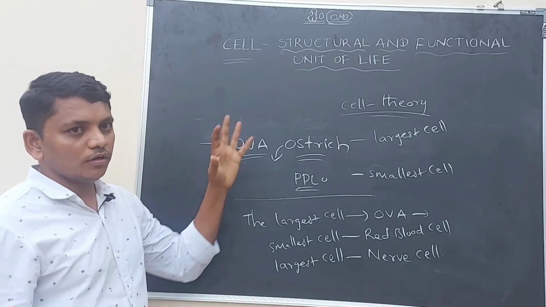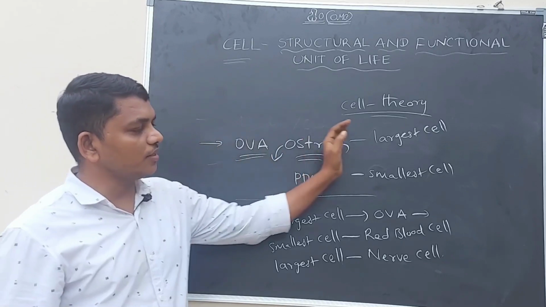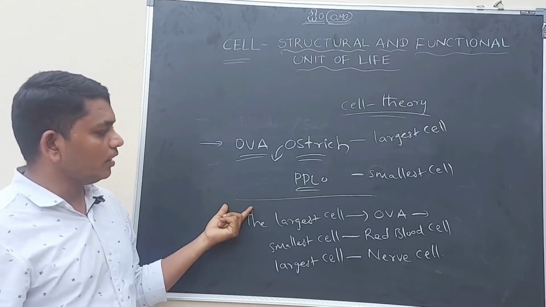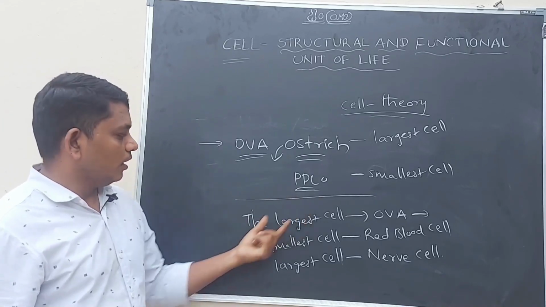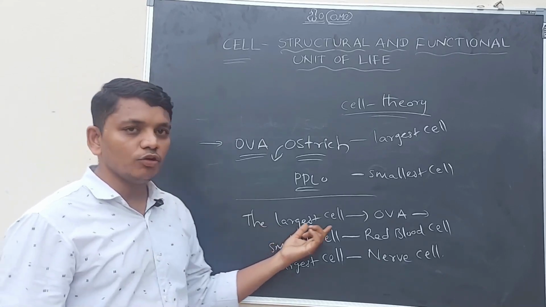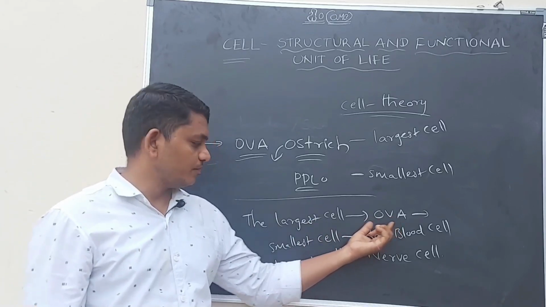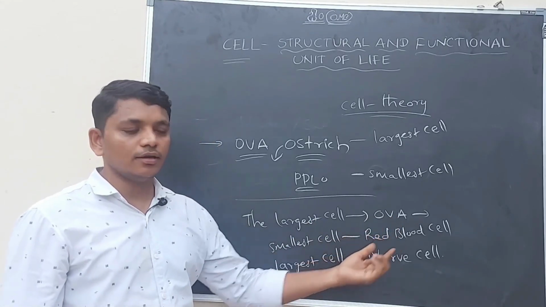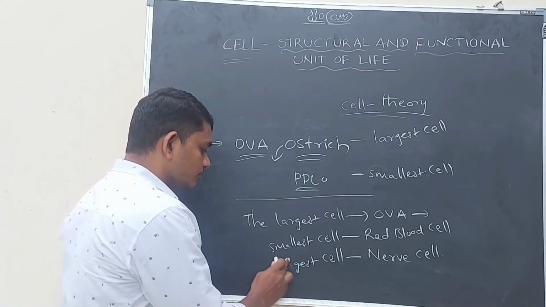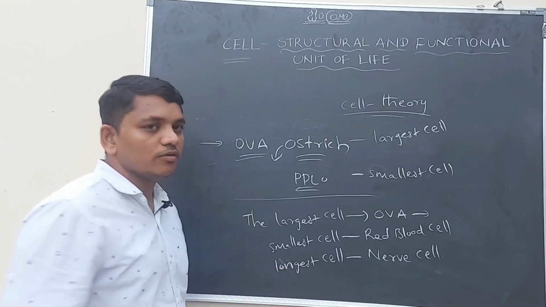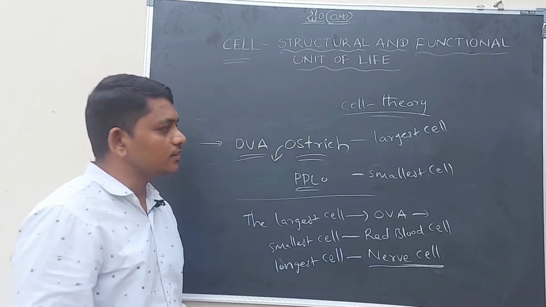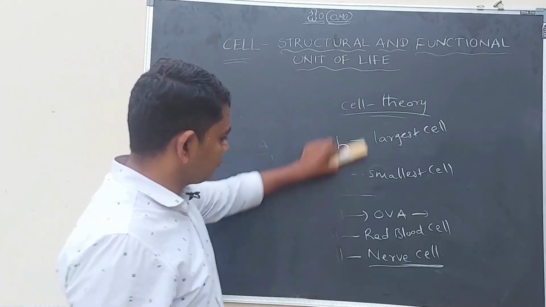So here we discussed five things. First, the largest cell in the world is the egg of the ostrich. The smallest cell in the world is PPLO. And when we discuss human beings, the largest cell in the human being is the ovum of a female. The smallest cell is the red blood cell. The longest, meaning lengthy, cell is the nerve cell. So these are important points about the size of the cells.